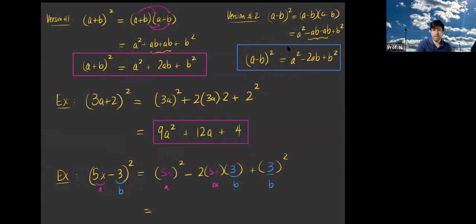So then when I do everything, I have what? 25x squared minus 2 times 5 is 10 times 3 is 30. So it's 30x plus 3 squared, which is plus 9. And that's my result. Again, you can go and do the foiling method if you want. That's fine. It's just that if it's in this form, you don't have to because you already know what the form would look like. That's all.